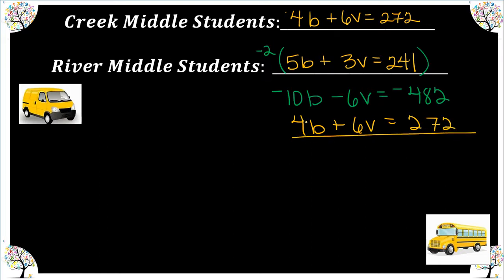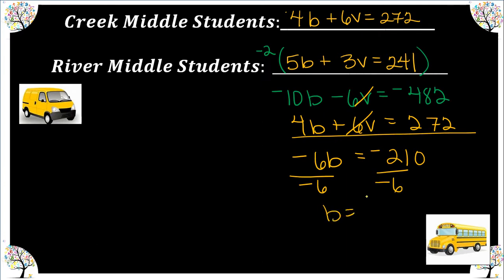So negative 10b plus 4b is negative 6b. My v variables are eliminated, and then I get negative 210. We're going to divide by negative 6 and see how many students ride on the bus. That's going to be 35. So we have 35 students on a bus.